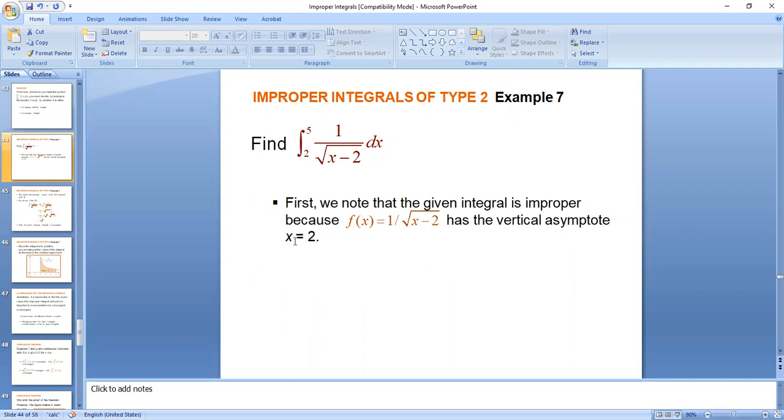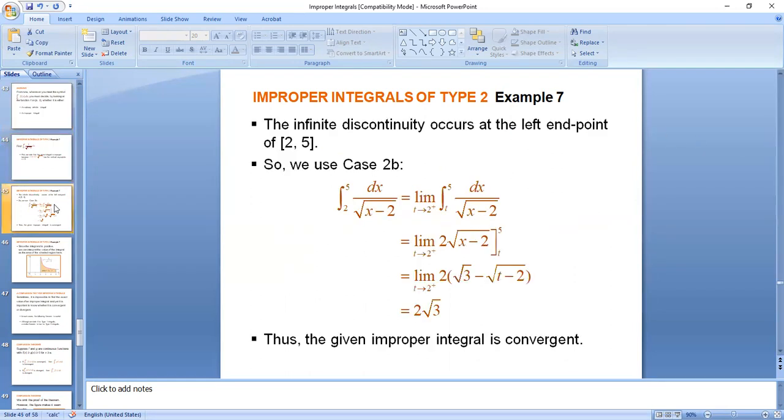Okay, so I have mentioned that this should not be evaluated as an ordinary integral. The infinite discontinuity occurs at the left end point of 2 and 5. So it's in the lower limit, and as such, this will be approached from the right. Lower limit, naton ang iya discontinuity ara sa lower limit. So we use case 2b.